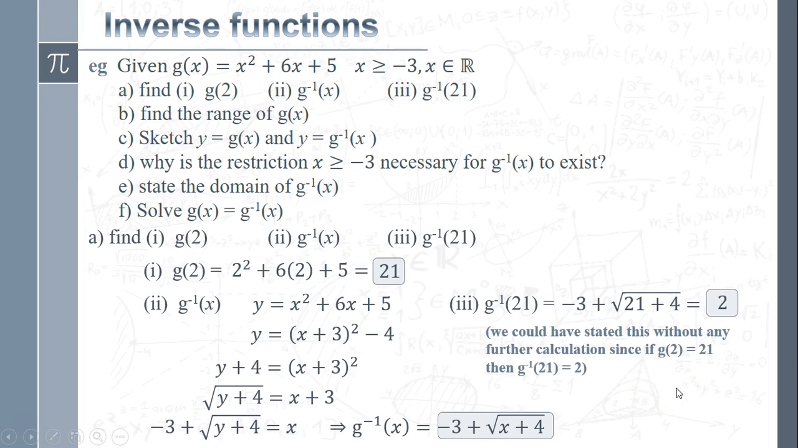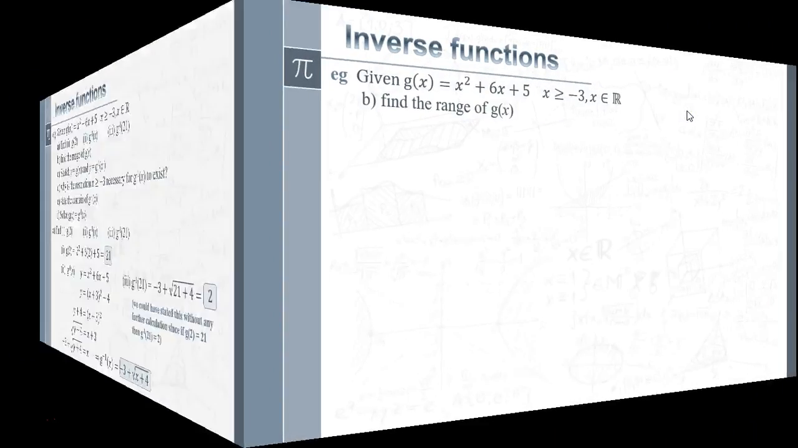And you're probably thinking, why has he gone to the trouble of doing that? Because we would have known that, since g of 2 makes 21, therefore g to the minus 1 of 21 has got to make 2. But I wanted to do that just to prove that the whole rearranging bit works. So there we go. Right, on to part B.